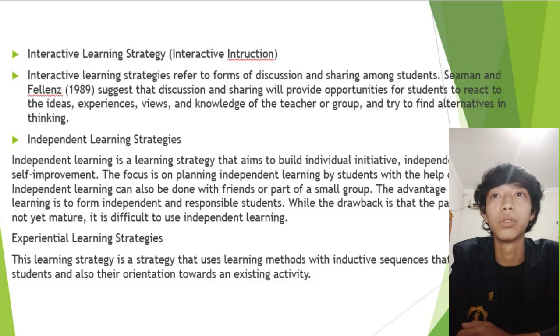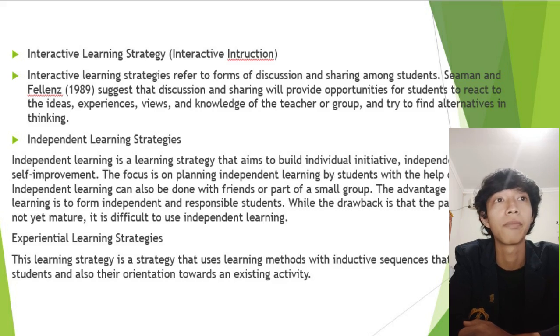And now I would like to explain the interactive learning strategy. Interactive learning strategies refer to forms of discussion and sharing among students. Seaman and Valence in 1989 suggest that discussion and sharing will provide opportunities for students to react to the ideas, experience, views, and knowledge of the teachers or group, and try to find alternatives in thinking.